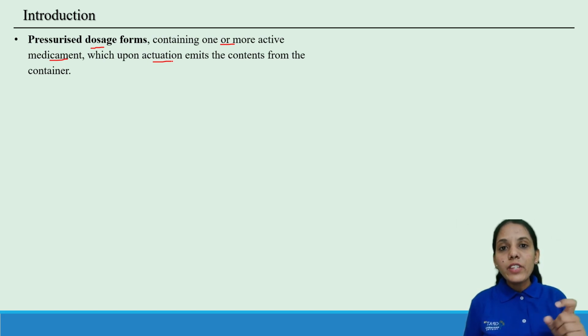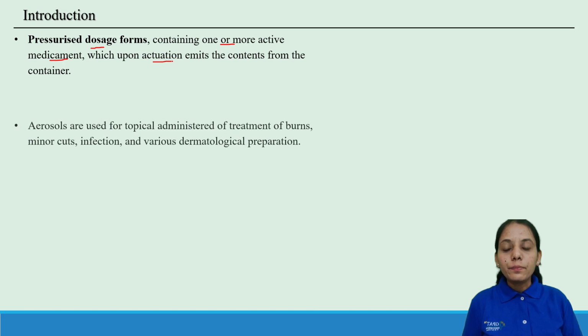container. You might have seen some analgesic sprays. So these sprays are nothing but aerosols only. So whenever you press the nozzle, it will come out in the form of spray. So that process is known as actuation. So it emits the contents from the container.